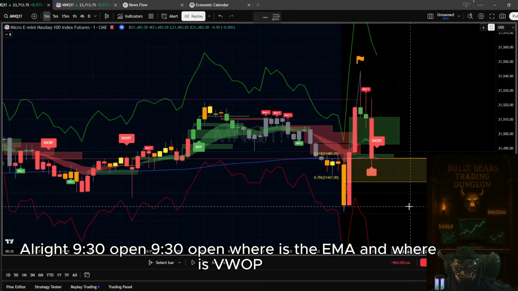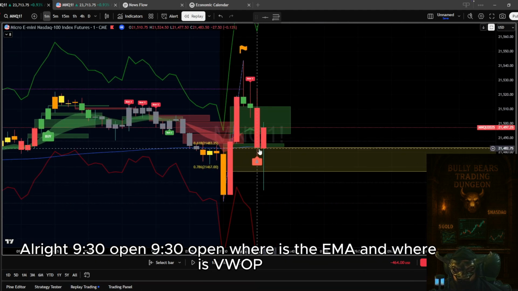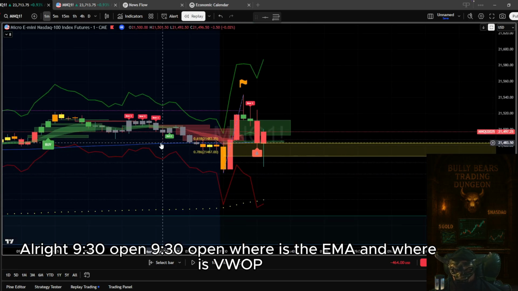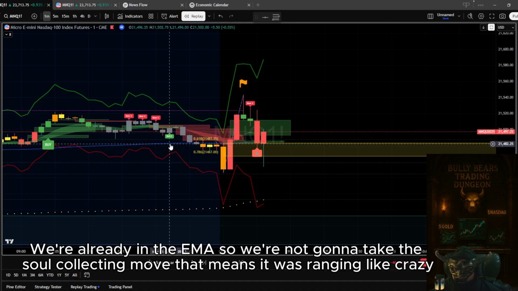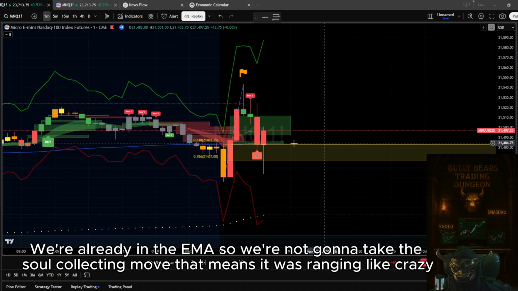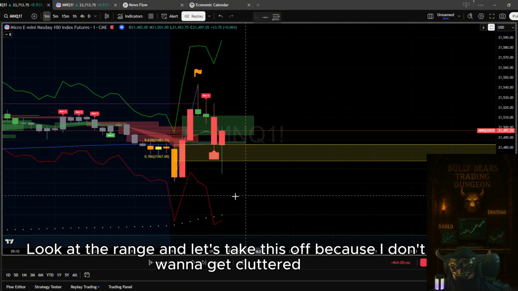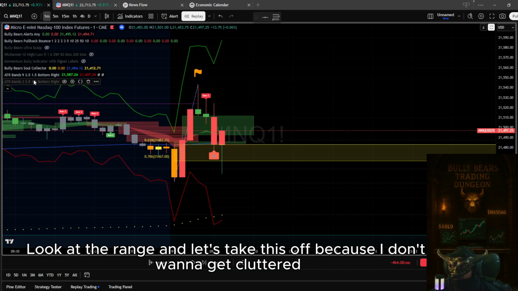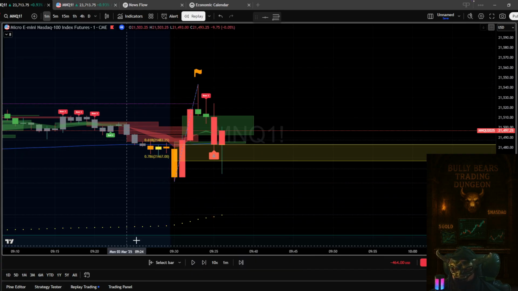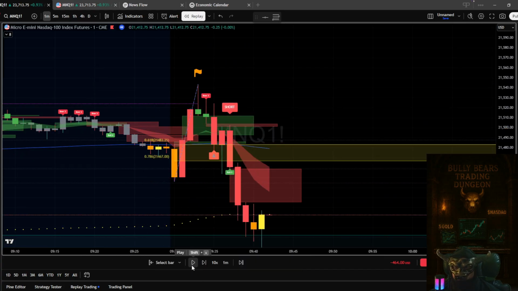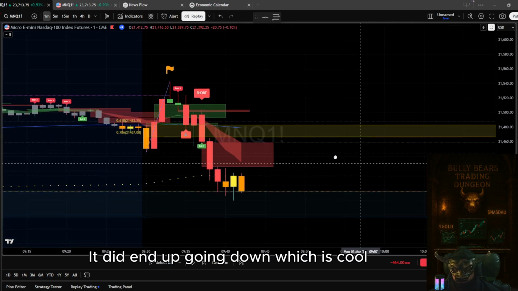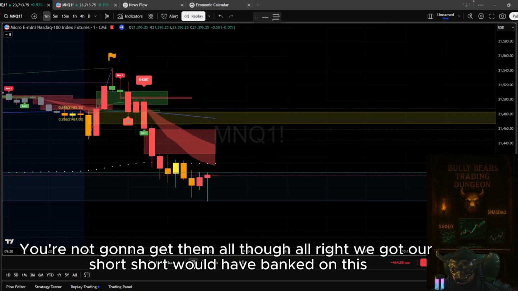All right, 9:30 open. Where is the EMA and where is VWAP? We're already in the EMA, so we're not going to take this soul collecting move. That means it was ranging like crazy. Look at the range. And let's take this off because I don't want to get cluttered. It did end up going down, which is cool. You're not going to get them all, though.